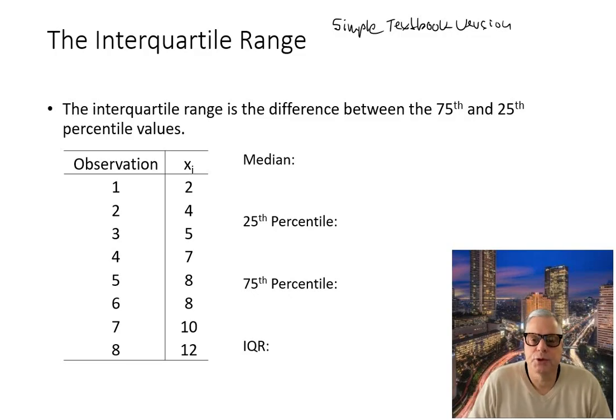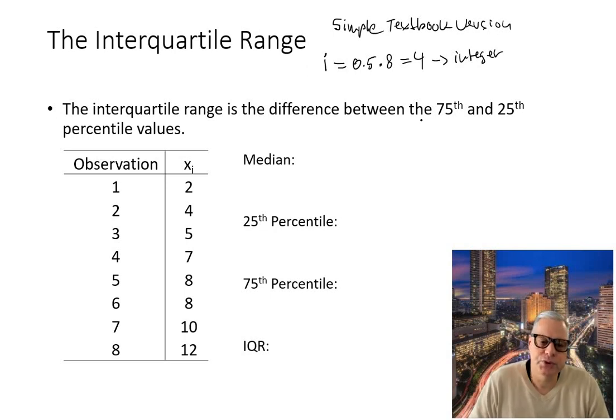So the median, first step for the median, we have to calculate the index number. So the index number is defined as the percentile p, so that is 0.5 times n, that's 8, so that's 4. So now 4 is an integer. So whenever we have an integer, we have to use as a proxy the midpoint between the fourth and the fifth observation, which in this case would be 7.5.